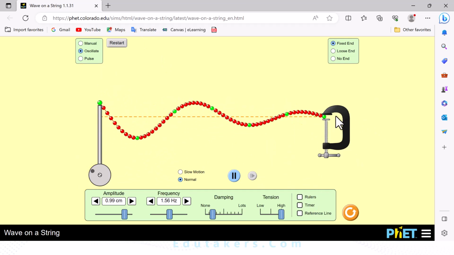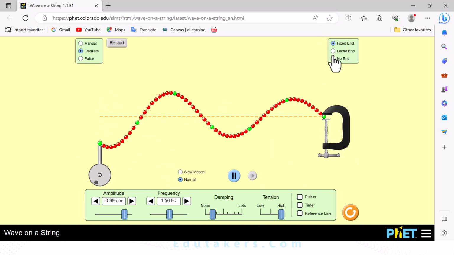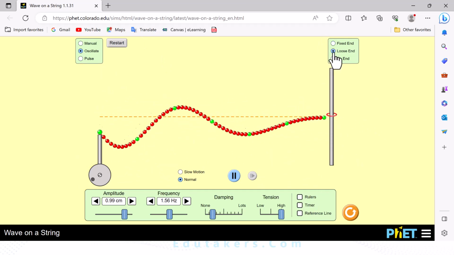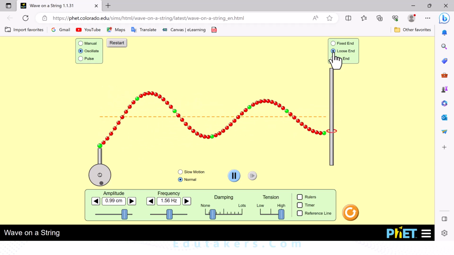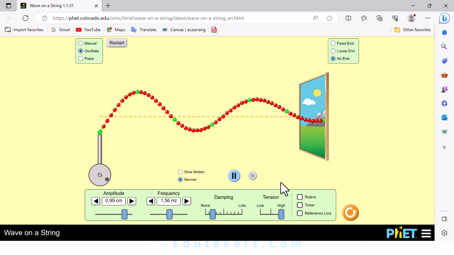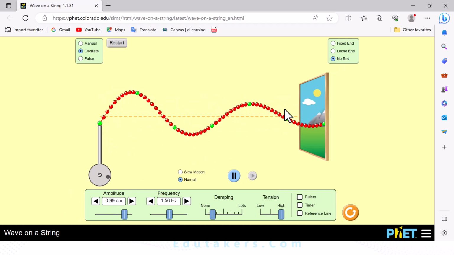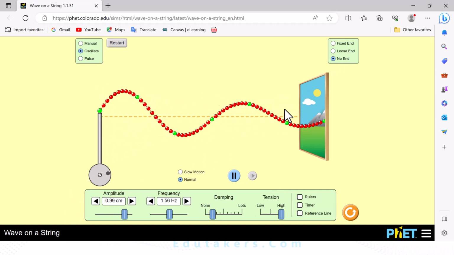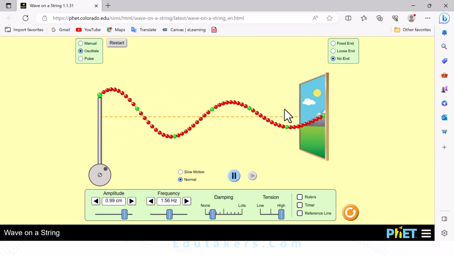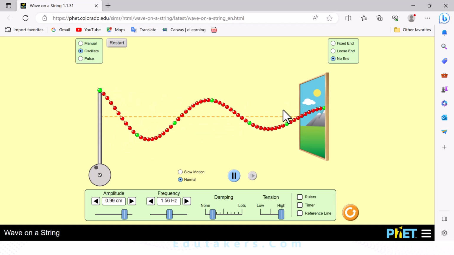Here I consider the fixed end, but you can also choose the loose end. When here is the loose end, you can see again the waves are produced. And when here is no end, you can see the waves are moving here, and these are moving towards the other end from the oscillator. So in this way, you can produce the motion of the waves in the string.